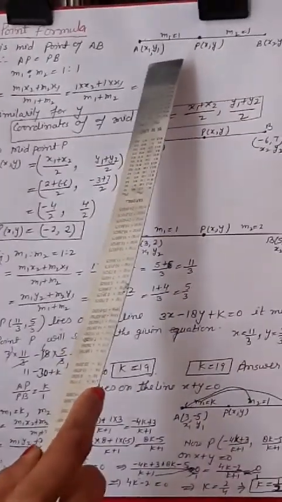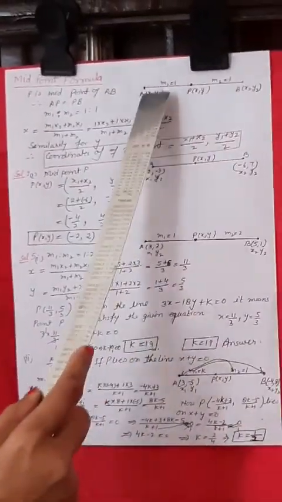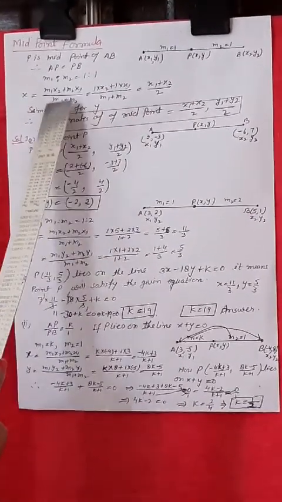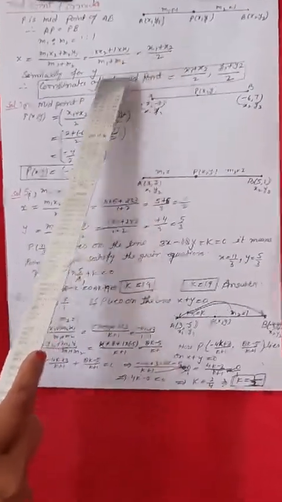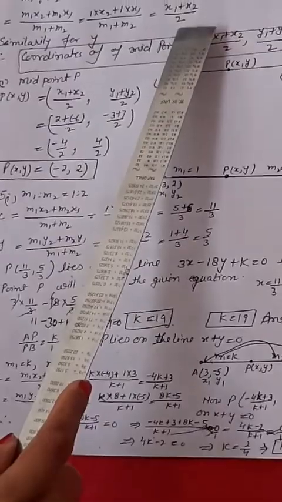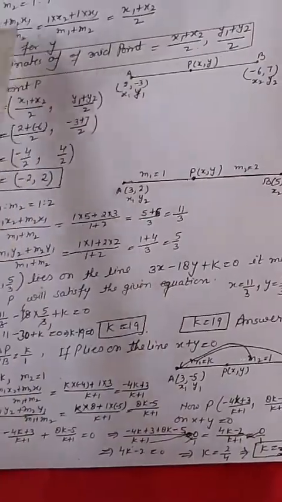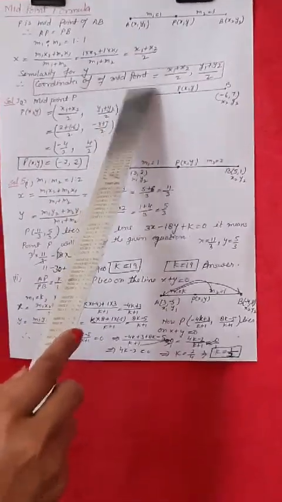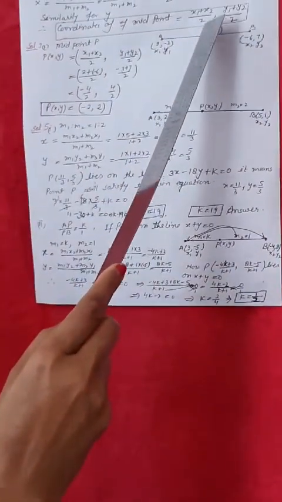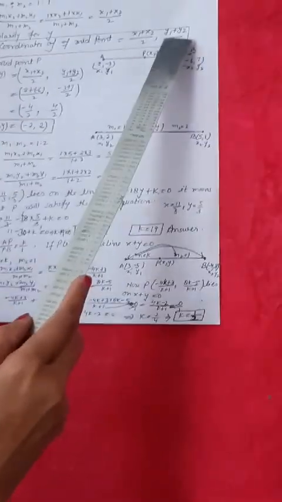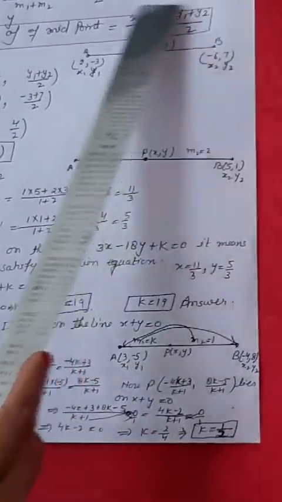Now if we apply the section formula, X is equal to, we know this formula, (M1 X2 plus M2 X1) upon (M1 plus M2). Substitute here M1 and M2 as 1. Just see, X2 plus X1 upon 1 plus 1 is 2. Same way we can get (Y1 plus Y2) upon 2. So student, what is the coordinate of the midpoint? The coordinate of the midpoint is X is equal to (X1 plus X2) upon 2, Y is equal to (Y1 plus Y2) upon 2. This formula you need to learn.